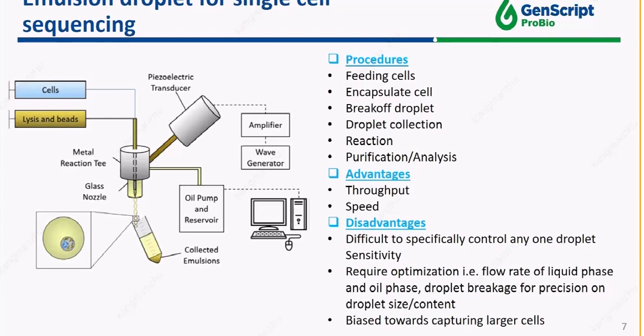This emulsion droplet system has very good throughput and very high speed. But you can imagine it is very difficult to gain specific control of any one particular droplet, and it requires a significant amount of optimization, such as the flow rate of the liquid phase and the oil, and the uniformity of droplet breakage for each droplet to be precisely the same size with the same amount of content. For example, here, cell lysis buffer or your RNA capture beads. Typically the capture rate is not 100% successful, and it can be biased towards capturing larger cells.